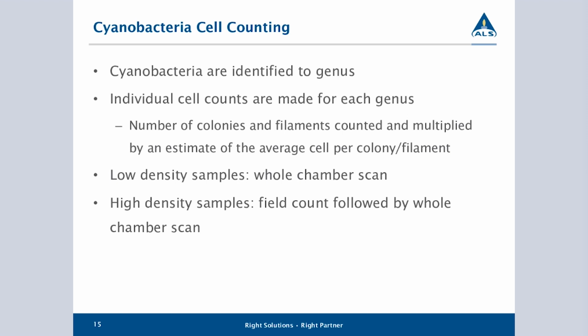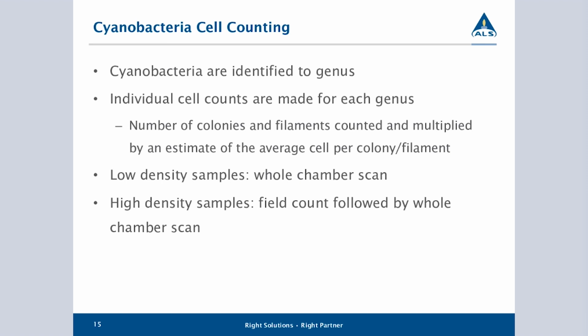Individual cell counts are then made for each genus. This is usually done by making a count of the number of colonies or filaments observed, and then we multiply that by an estimate of the average cell count per colony or filament. For low density samples, we scan the whole chamber and all cyanobacteria cells observed are counted. In high density samples, the cyanobacteria cell counts are estimated using a field counting method.